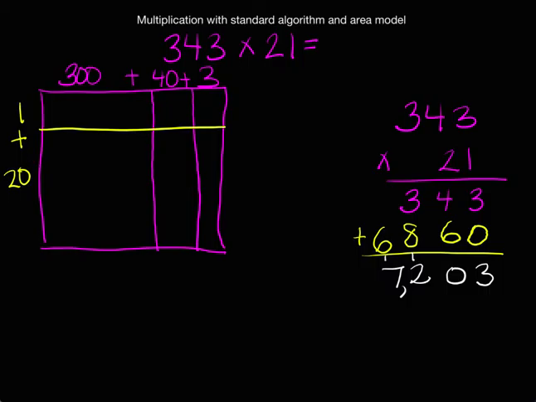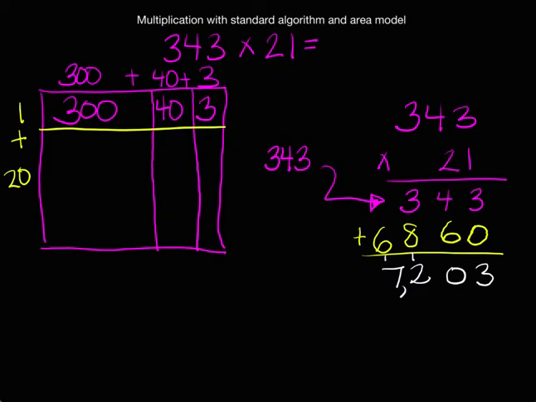So we'll start with our 1 and 300, which is, or not plus, times. 1 times 300 is 300. 1 times 40 is 40, and 1 times 3 is 3. We can add these numbers together, and we get 343, which is exactly what we got in our algorithm when we multiplied by the 1.